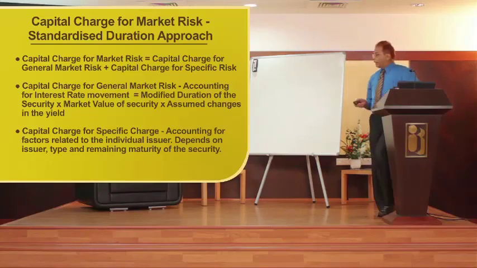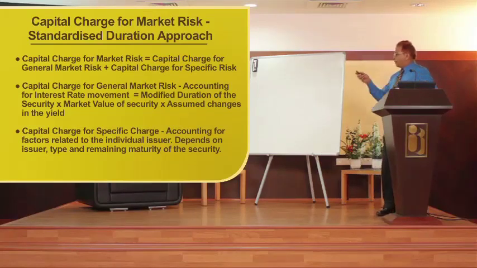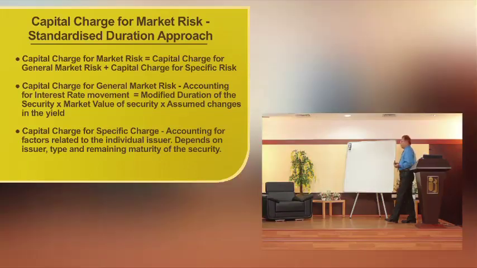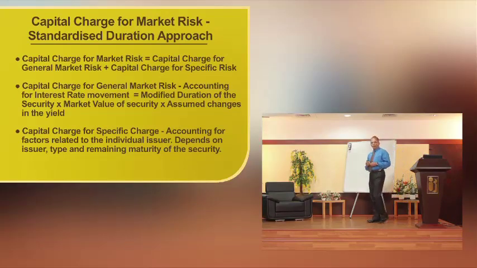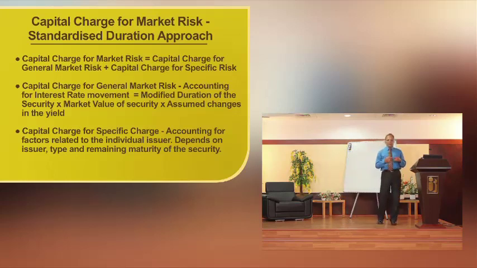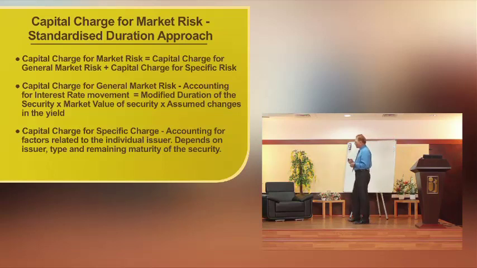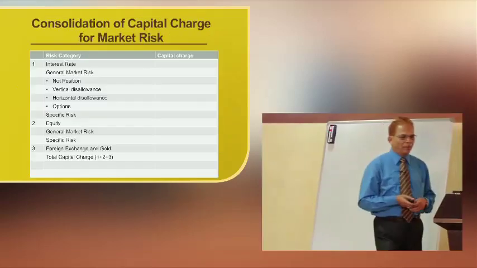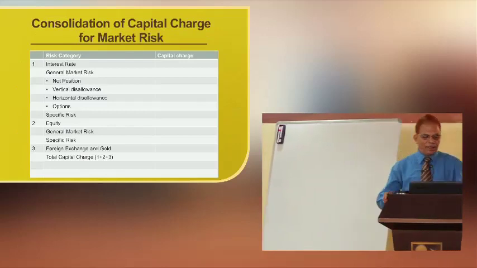And as far as the specific risk is concerned, this is because if you have invested in a AAA bond and it has migrated to AA, in addition to a change in the interest rate, there is a possibility that the downgrade will also bring down the value of the bond, which may necessitate additional provision of capital. So this is basically the way the market risk capital charge is consolidated.